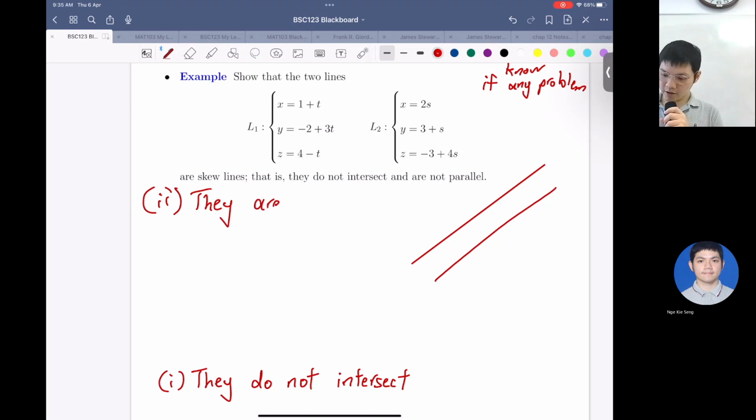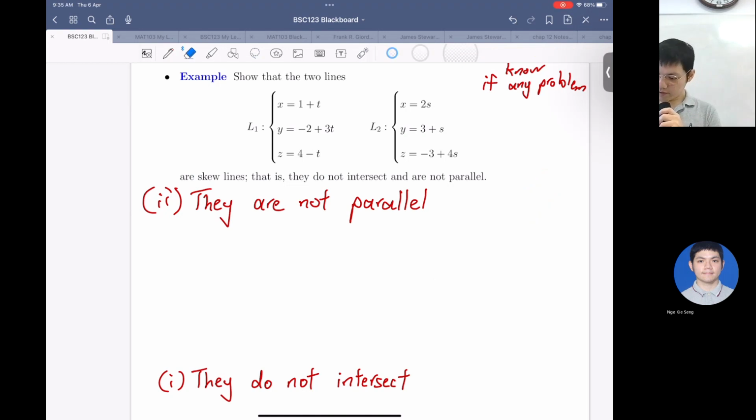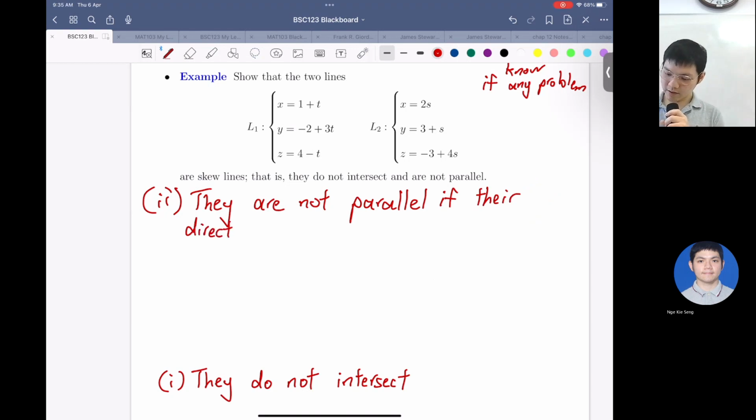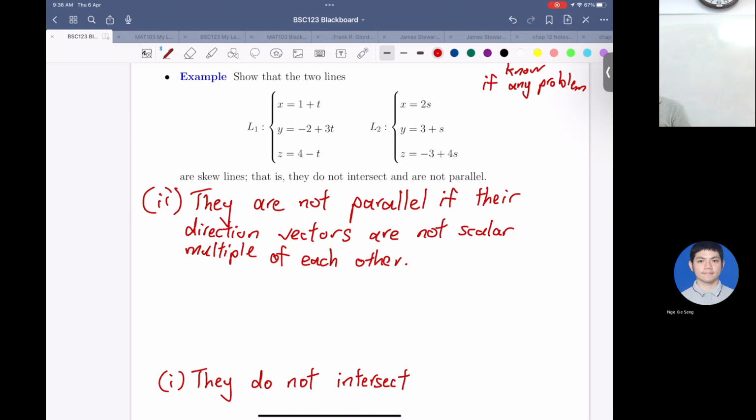They are not parallel if their direction vectors are not scalar multiple of each other. Okay, so in the meantime, we should find what's the direction vector for L1. What's the direction vector of L1? Can you straight away read from that parametric equation?